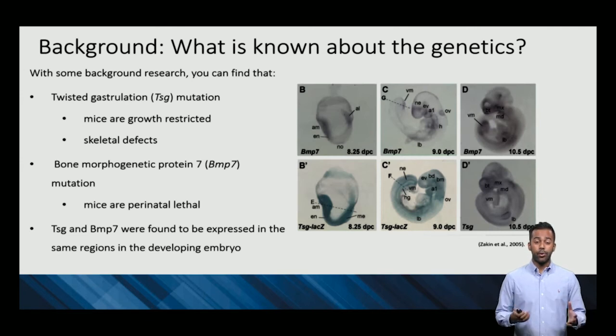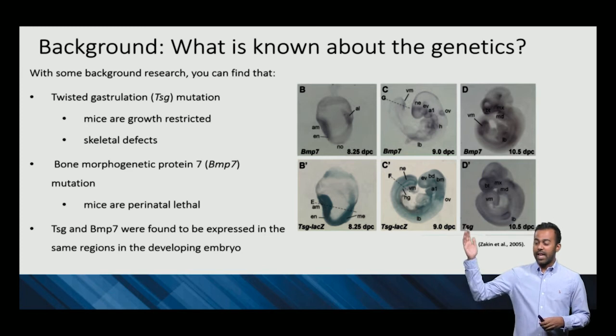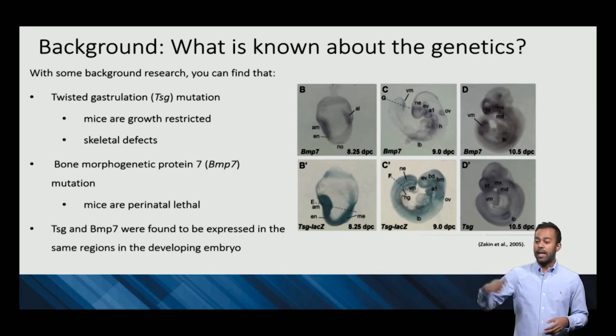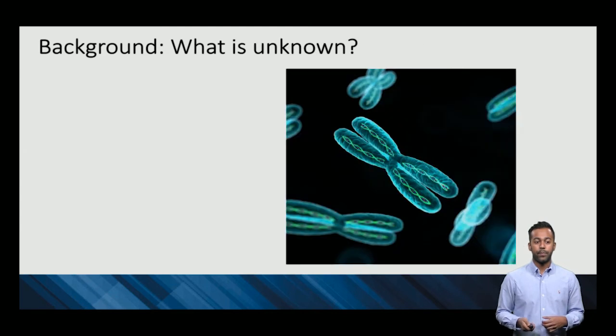Now, through looking at another research paper, I found that TSG and BMP7 were found to be expressed in the same regions of the developing embryo. So you can see up here, in the first row, that BMP7 is being expressed, and then in the bottom row, TSG. And throughout the whole embryo, you can see they're being expressed in the same regions, in the same pattern. So this might suggest that they're interacting during development and could be involved in some sort of skeletal abnormality that contributes to serenomelia.